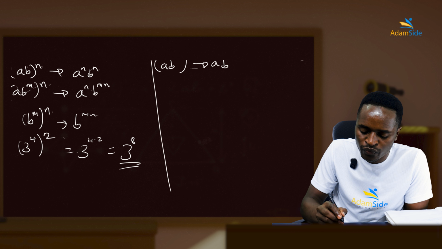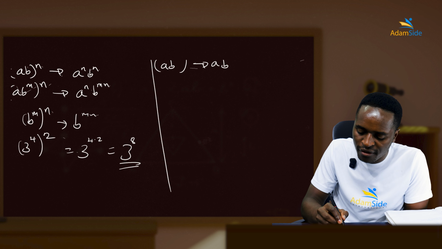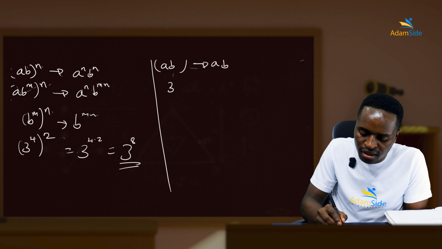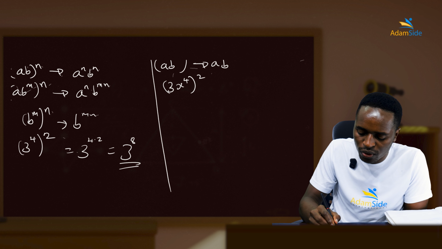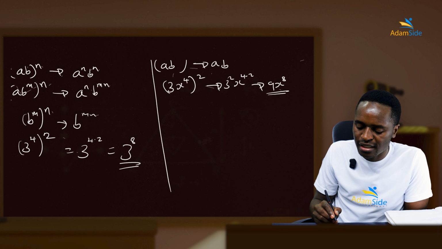If you do that, let's say for instance, you have (3x^4) and then outside power 2. What do you do? You say 3 power 2 and then x power 4 times 2. What's 3 power 2? 3 power 2 is 9, and then x power 4 times 2 is 8. You get 9x power 8.